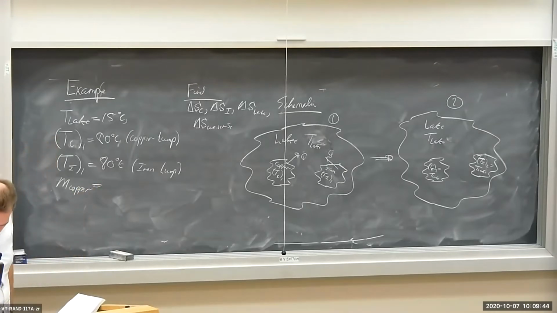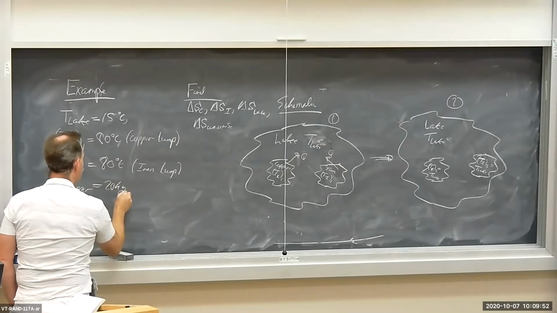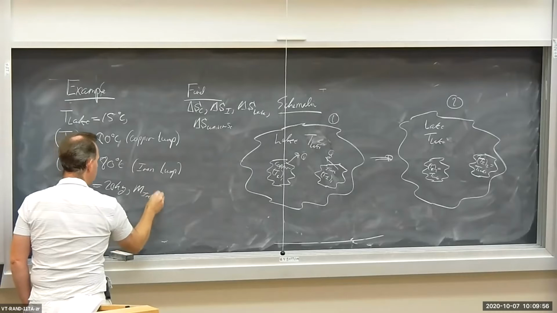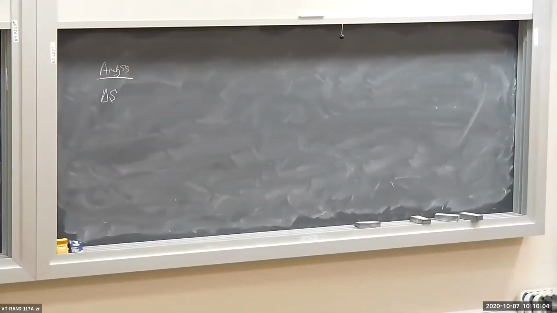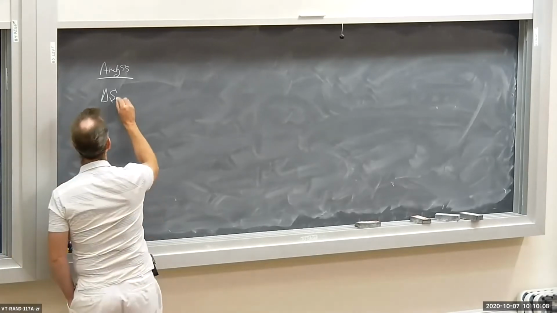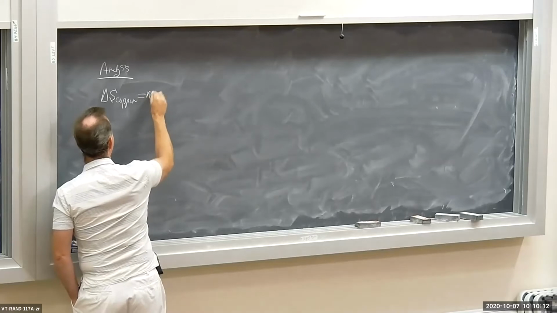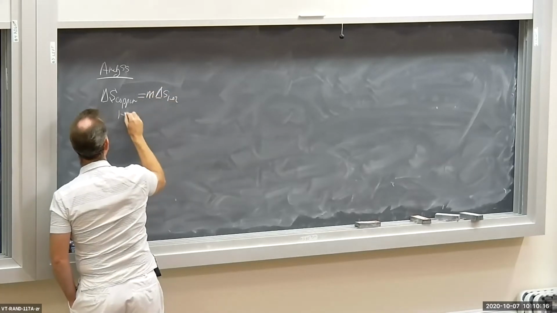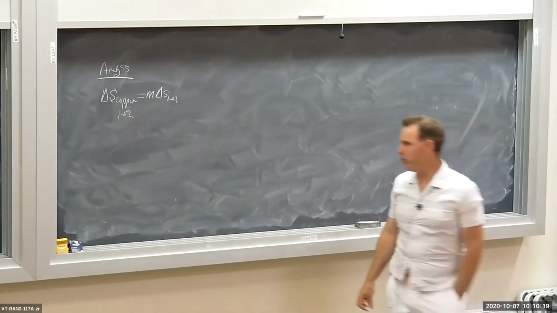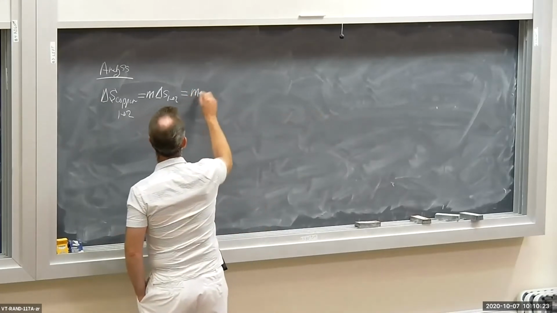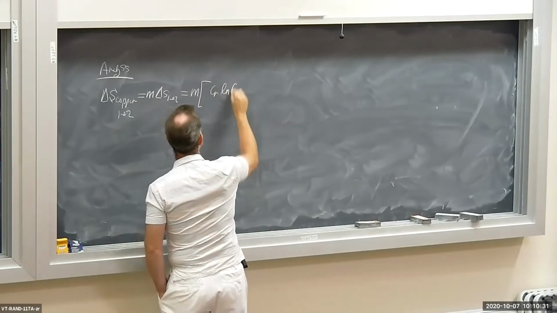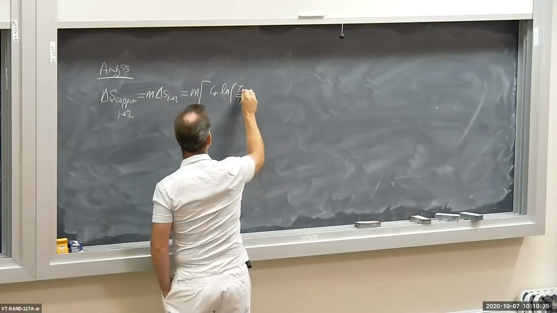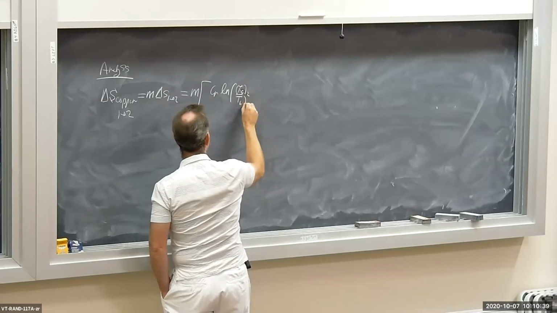the mass of the copper is 20 kilograms. And the mass of the iron is 50 kilograms. Okay, so I forgot to put that down. So let's calculate the change in entropy of the copper. Let's do that first. So that's equal to the mass times the change in specific entropy of the copper. And the change in specific entropy of the copper, let's assume constant specific heats, is Cv ln T2 over T1, and this is for the copper, T copper 2 over T copper 1.